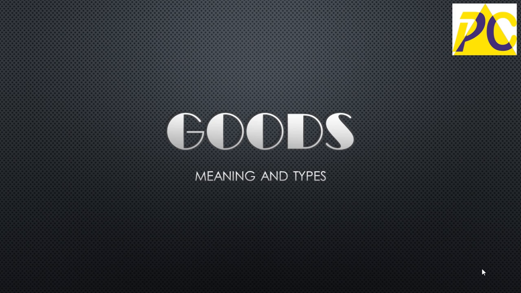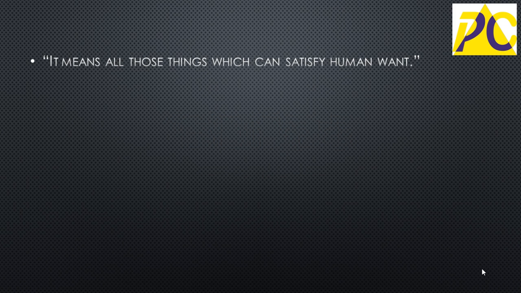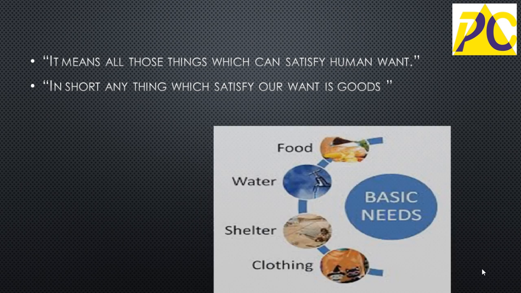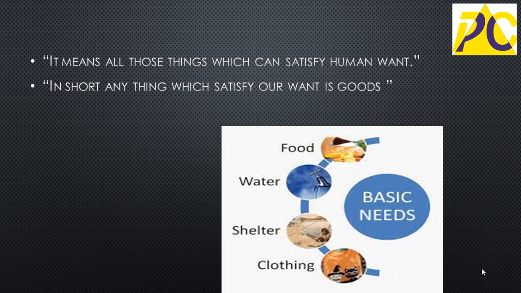Let us see this question in detail. First of all, what is the meaning of the term goods? It means all those things which can satisfy human wants. It includes goods as well as services. In short, if you want to remember, anything which satisfies our want is termed as goods. In the photo you will see different types of needs, that is food, water, shelter or clothing. All these are classified as goods.